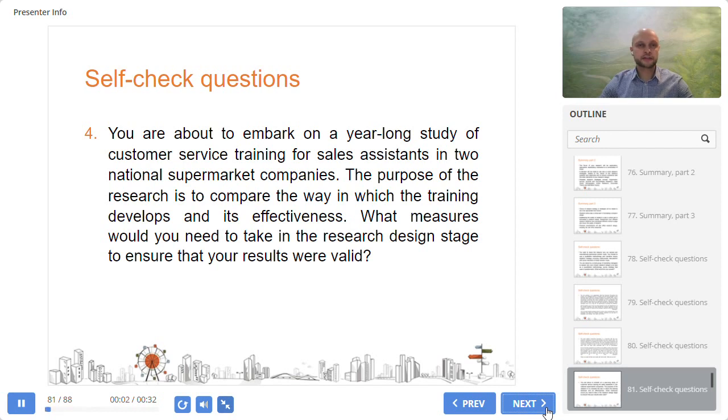The final self-check question, number 4. Imagine you are about to embark on a year-long study of customer service training for sales assistants in two national supermarket companies. The purpose of the research is to compare the way in which the training develops and its effectiveness. What measures would you need to take in the research design stage to ensure that your results were valid?